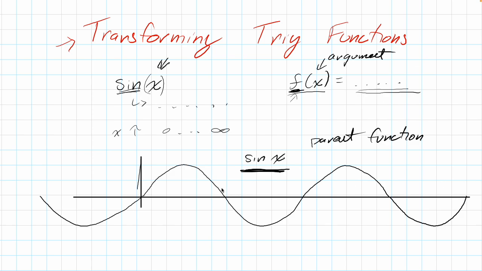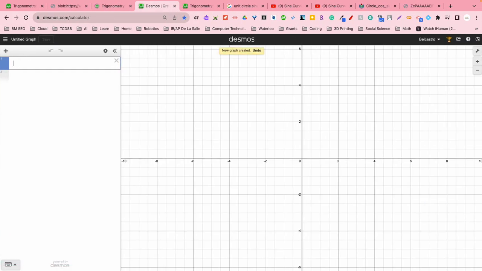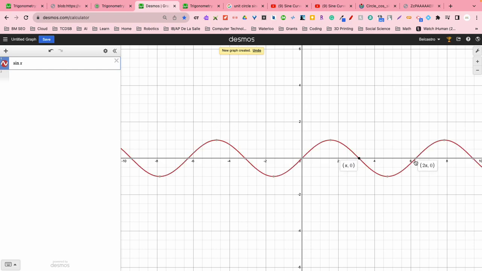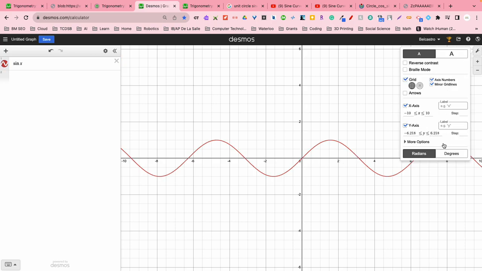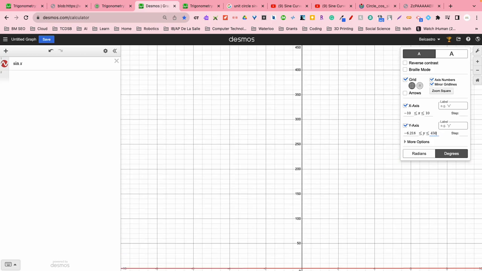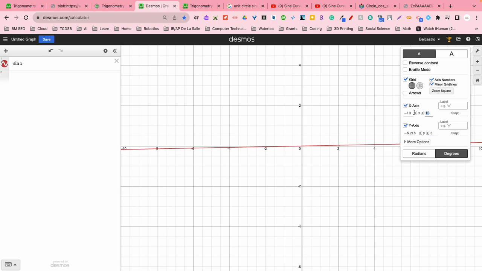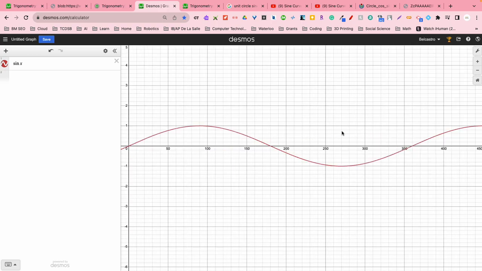And we can bring up our graphing calculator. I can type it in, sine x. Now this is in radians, which you guys are probably not used to using. Don't worry about that concept. I'm going to change it to degrees for now, and it's going to look more like this. I want this axis to be like that. There we go.